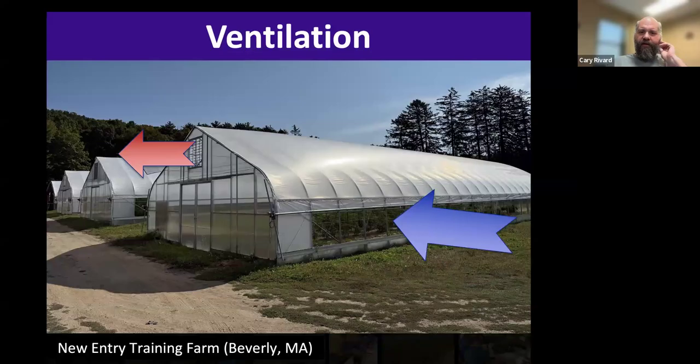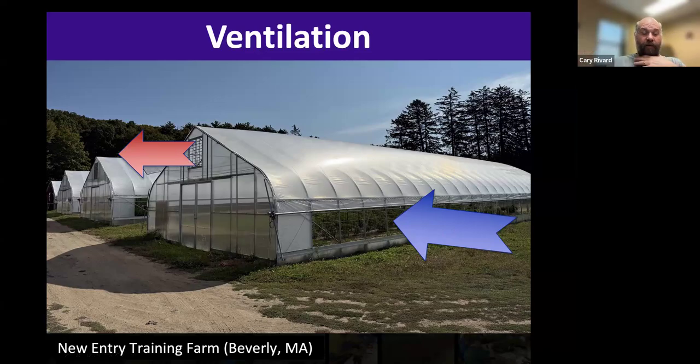Now, one of the things we want to think about in ventilation is how we're going to ventilate the tunnel itself. So again, if you're putting this perpendicular to the prevailing wind, the goal is that the air is going to be blowing in through the sidewalls and either going to blow straight across the high tunnel or it's going to be ventilated through the gable vents and exit out through the peak of the roof.